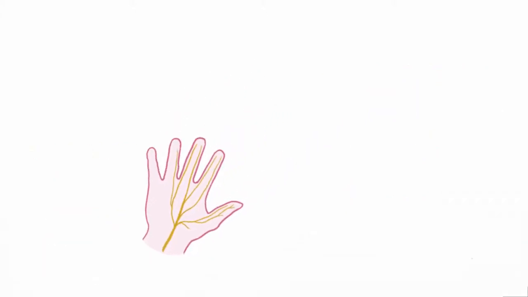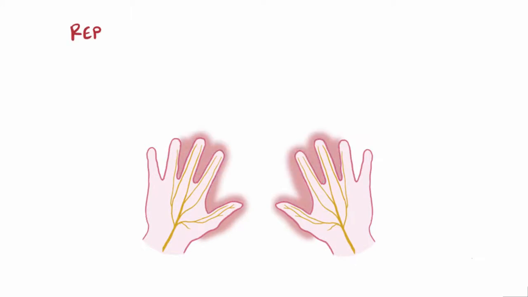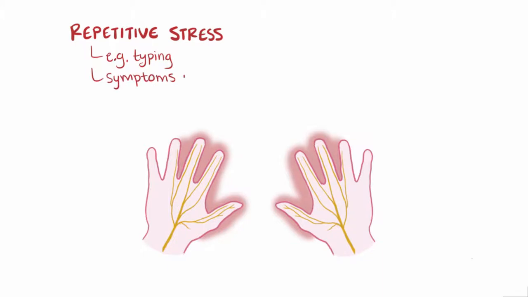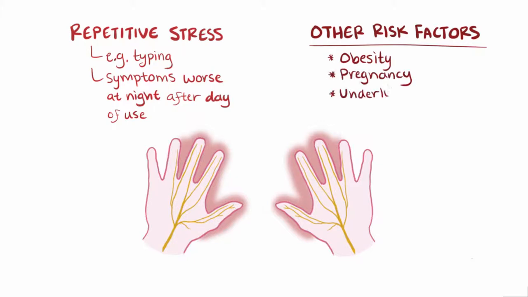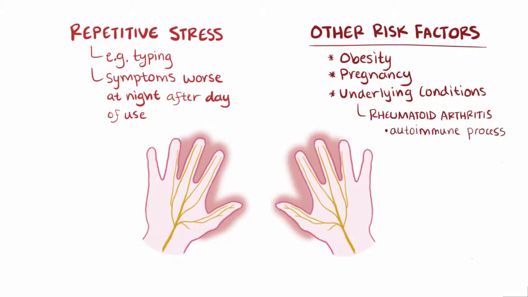Typically, in carpal tunnel syndrome, both hands are affected because usually there's a repetitive stress injury, like typing, which causes inflammation in both wrists. This also explains why symptoms of carpal tunnel syndrome tend to be worse at night, after a day of use. Other risk factors of carpal tunnel syndrome include obesity or pregnancy, as well as having underlying conditions like rheumatoid arthritis, where there's joint inflammation from an autoimmune process that leads to the compression of the median nerve.